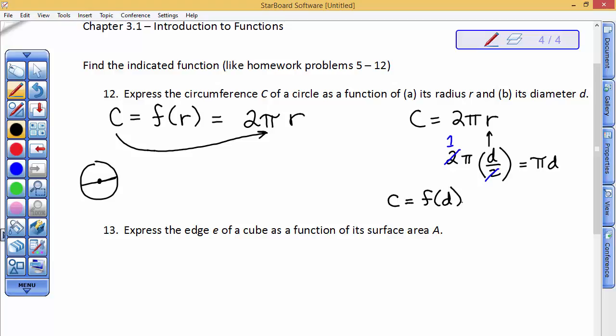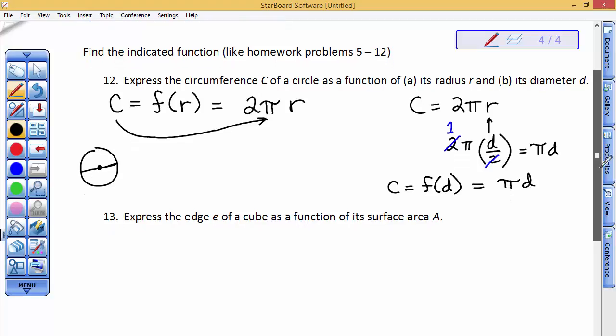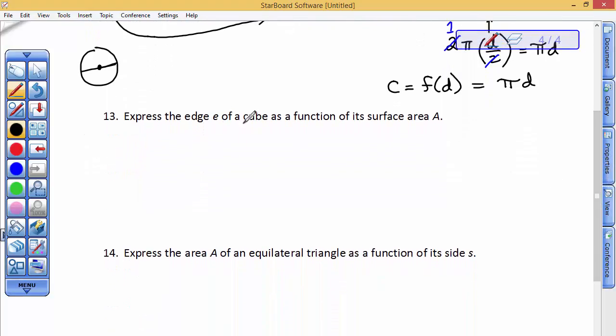Let's do it again. The edge of a cube as a function of its surface area. So remember, a cube looks like this, kind of. All right, and its edge is E. And its surface area, remember here's an edge as well, so one side of the face of a cube, its surface area would be E times E, or that would be E squared.